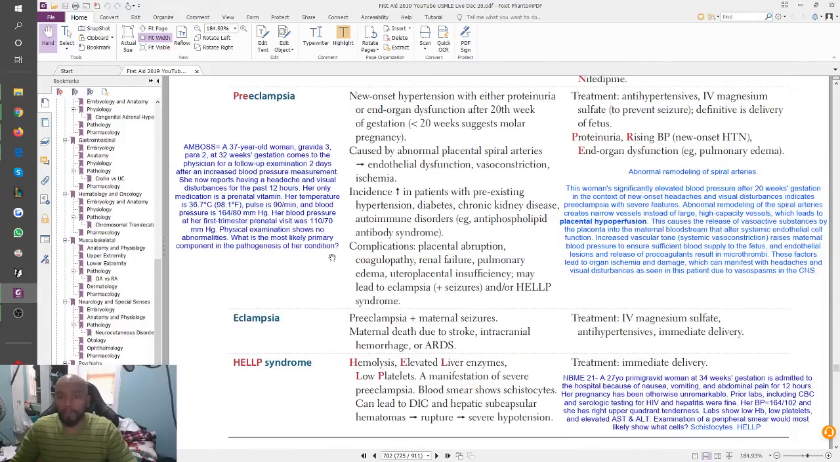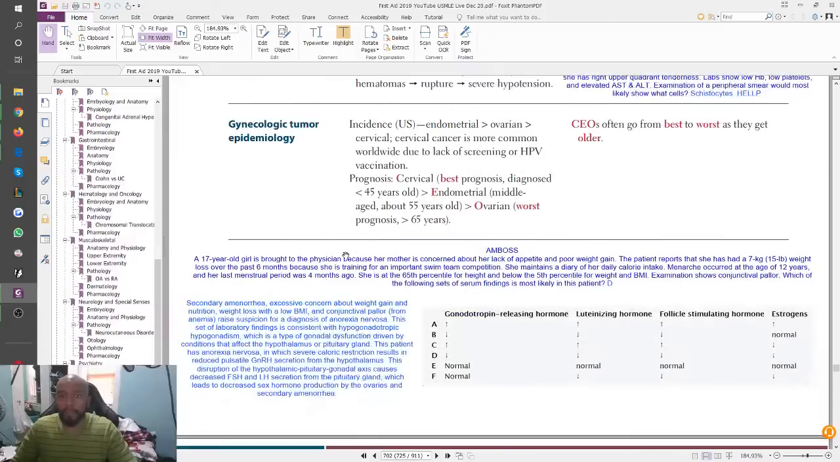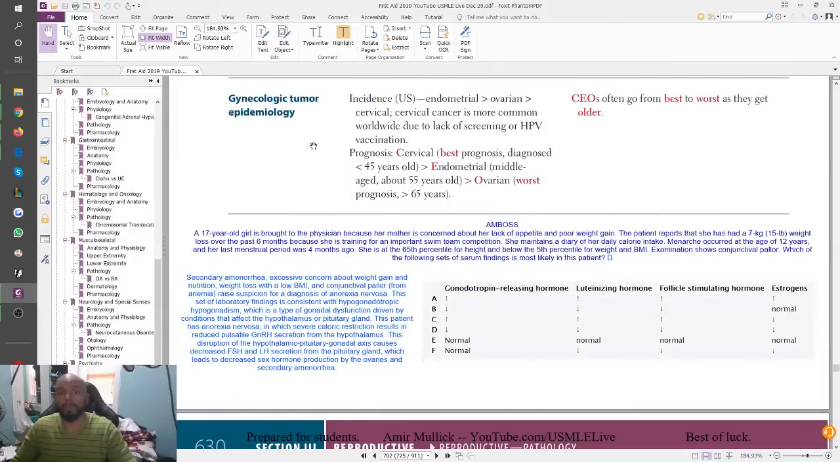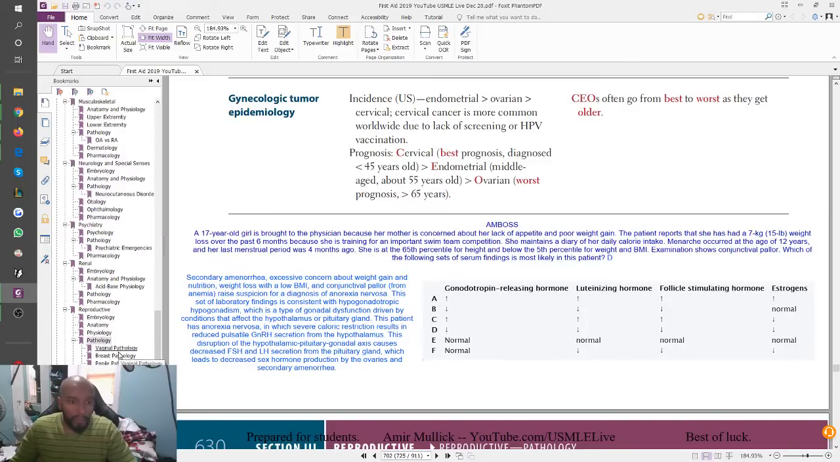So after all of this was done, we are now up to gynecologic tumor epidemiology, and we're going to be looking at all kinds of cancers of the vagina, right? So down here, we're going to look at cancers of the vagina, the breast, and then of course all kinds of penile pathology, and then the main cancer there being just prostate cancer.